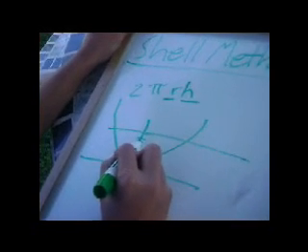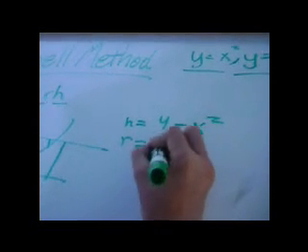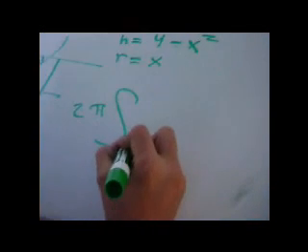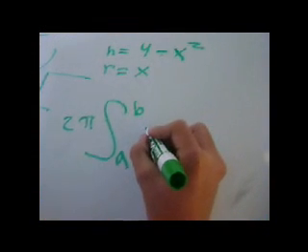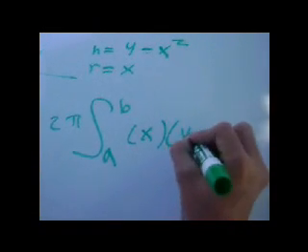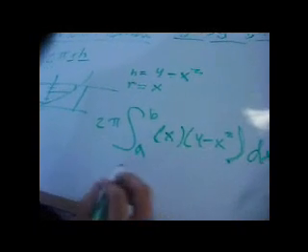Your r would be some random x. Your h would be this minus this, which would be 4 minus x squared. So you just plug it into the formula, 2 pi from a to b of r times h, which is x times 4 minus x squared dx. And then you just integrate and you get your answer.